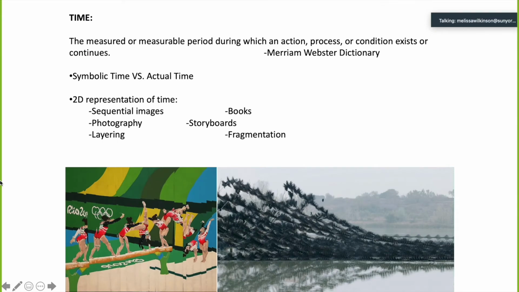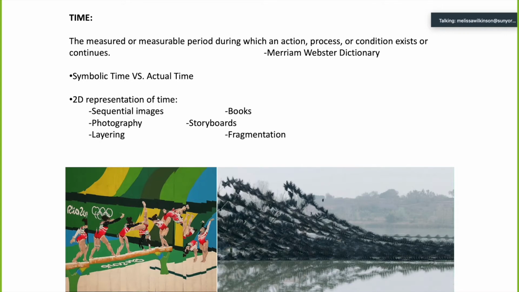So that brings us to time. And how does time actually relate to pattern? It's about sequence. So time, as it's defined in the art world, is the measured or measurable period during which an action, process, or condition exists or continues, okay? According to the dictionary in general. There are two types of time that we'll deal with in art: symbolic time versus actual time, okay? You're actually experiencing time.